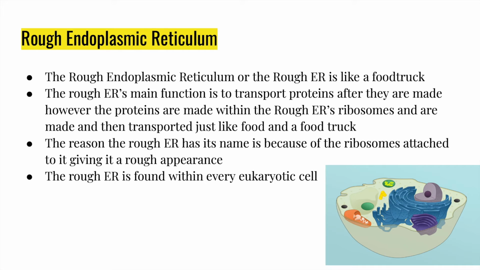walls of the rough ER, and that is why it's called the rough ER, because the ribosomes give it a bumpy, rough-looking appearance. But they're like a food truck because a food truck cooks up the new food and transports it also. So, the rough ER is found within every eukaryotic cell, and it is right outside of the nucleus.